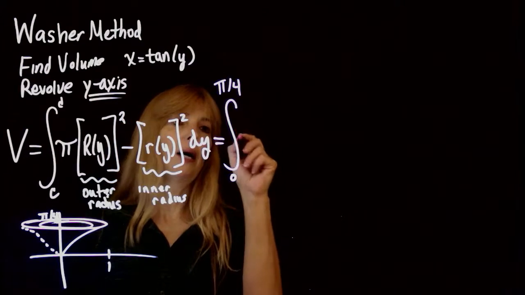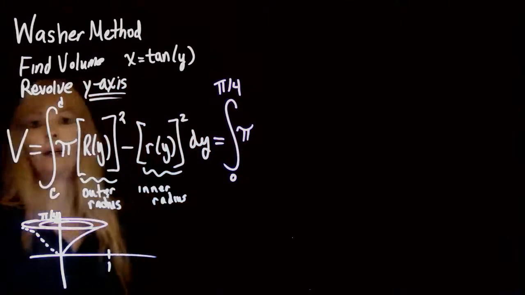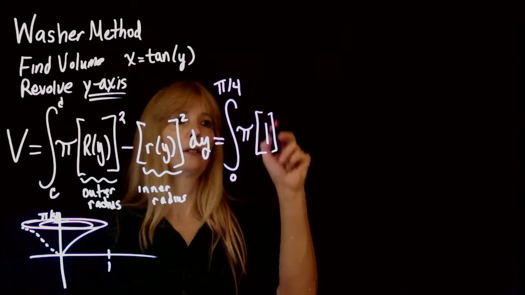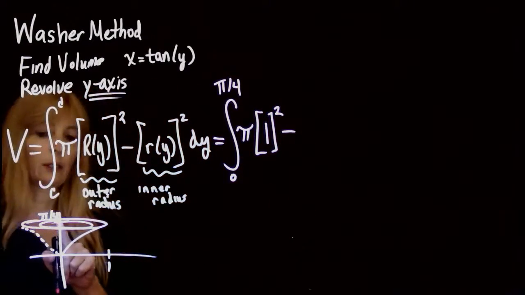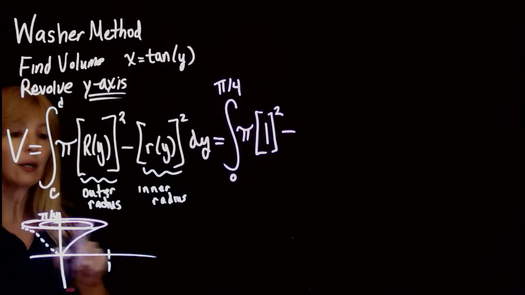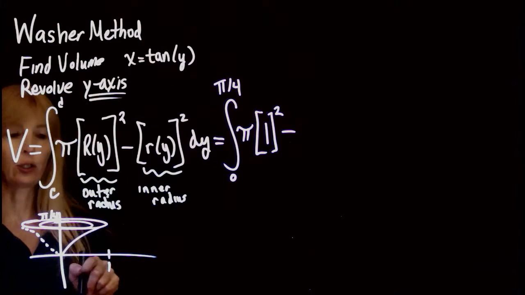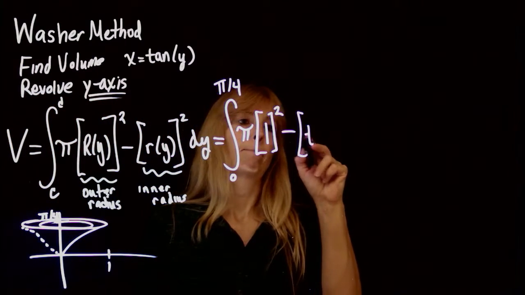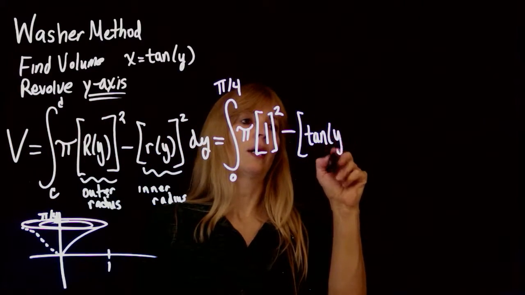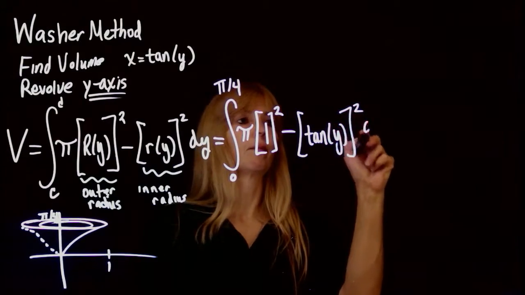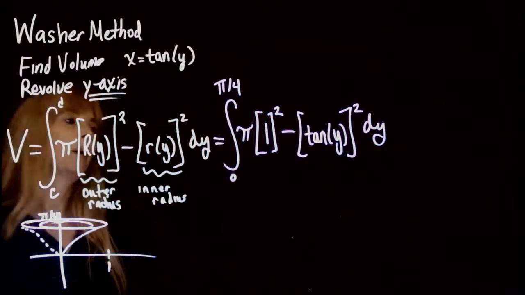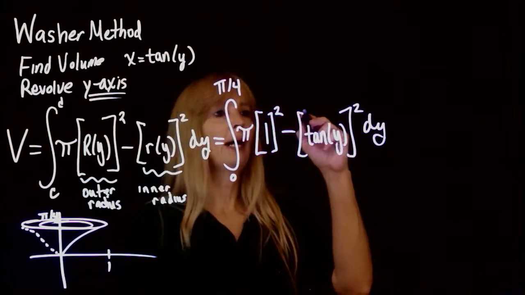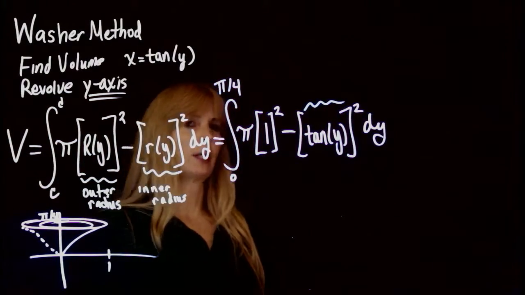I have a pi. I could have thrown it out front, but didn't. I have my outer radius, which is 1 squared. Okay, that's from there to there. And then my inner radius, which is to my actual function, which was what? Tangent y squared. Okay, so from here, it would be really nice if I could do something with this.